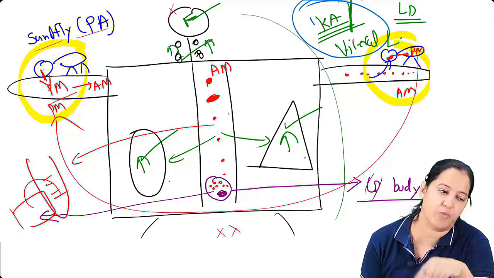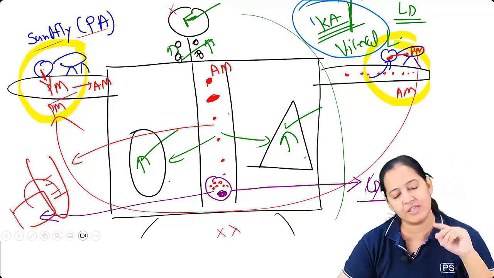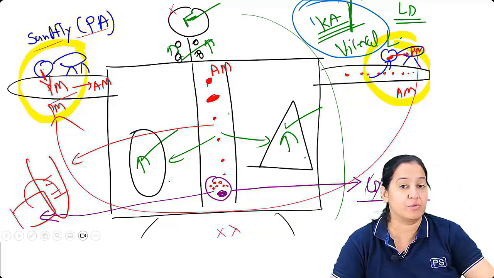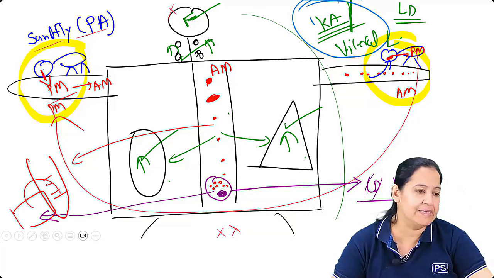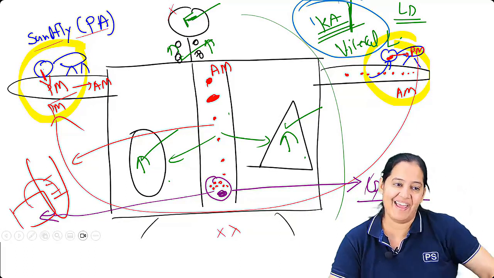Mind it, one of the options will be promastigote. So the cytoplasm of the macrophage contains the amastigote form. Such a macrophage is known as an LD body. And let's move ahead. Shall I remove this?